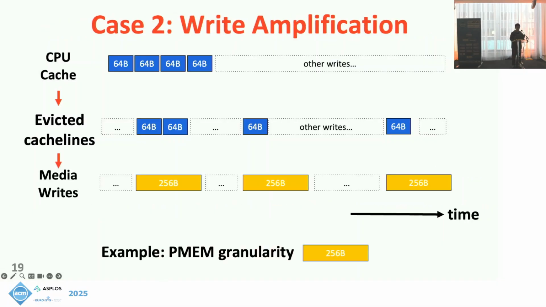And consequently, this will cause write amplification. Again, let's assume that the underlying media is a persistent memory module. Then every distant 64-byte evicted cache line will cause a 256-byte media write, wasting a dramatic amount of the already insufficient bandwidth.